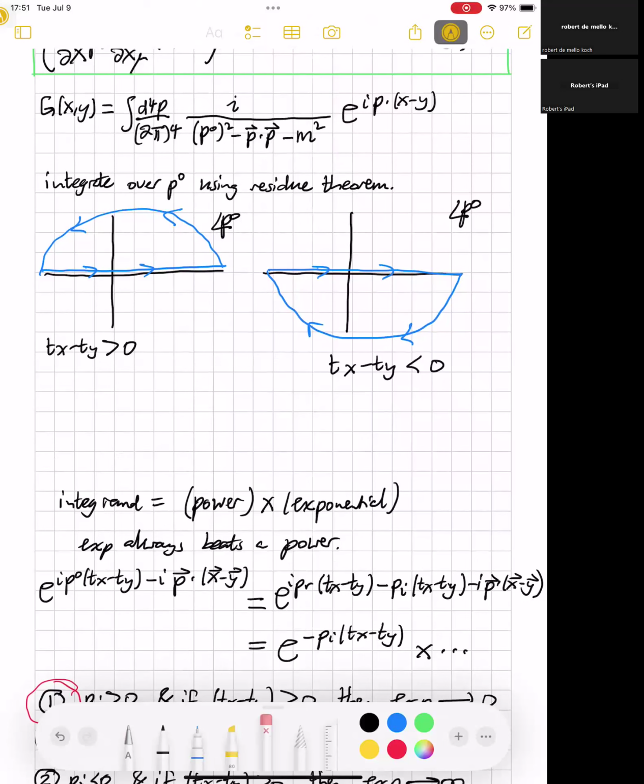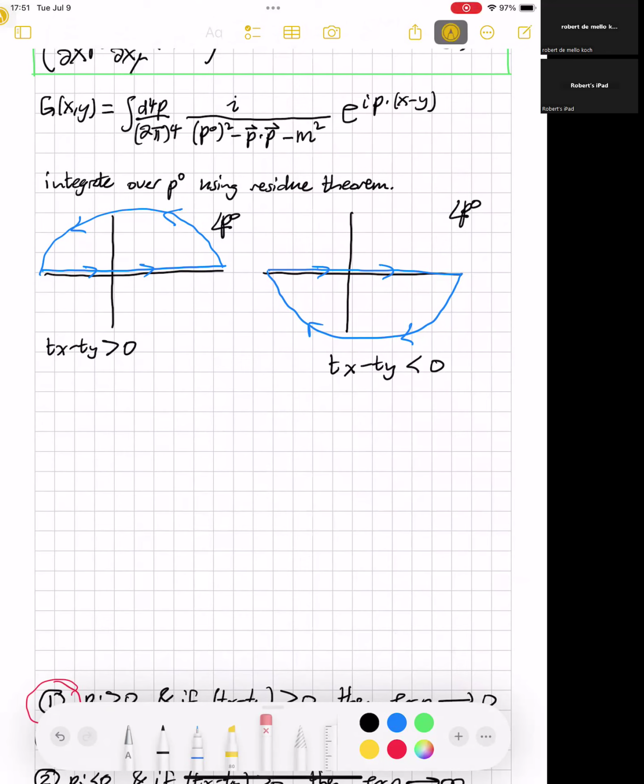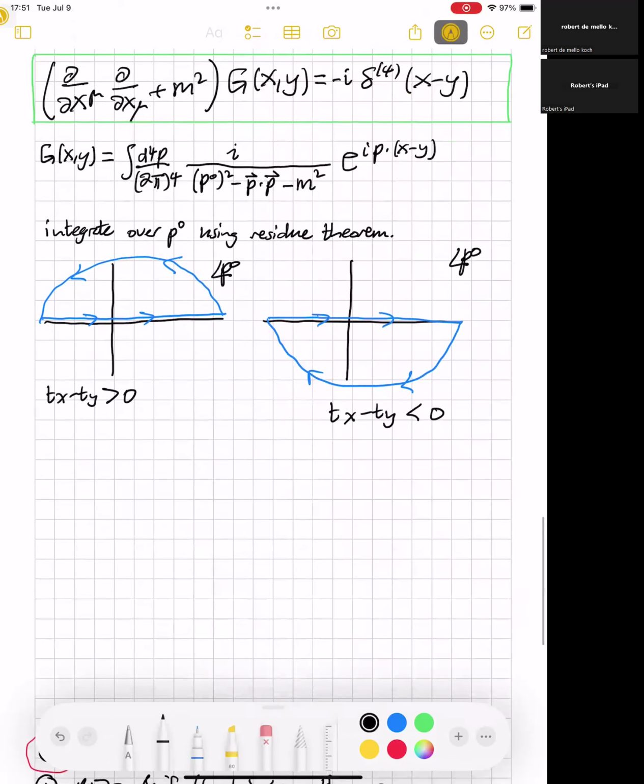And we know because the exponential is decaying and because we've got an i over p naught squared, that the integrand is going to 0. And that means that the contribution from infinity vanishes. So we know how to close the contour so that the contribution from infinity vanishes. So good. Now we've got our closed contours. What we now need to ask ourselves is, where are the singularities? Because we want to know what are the residues inside the contour.